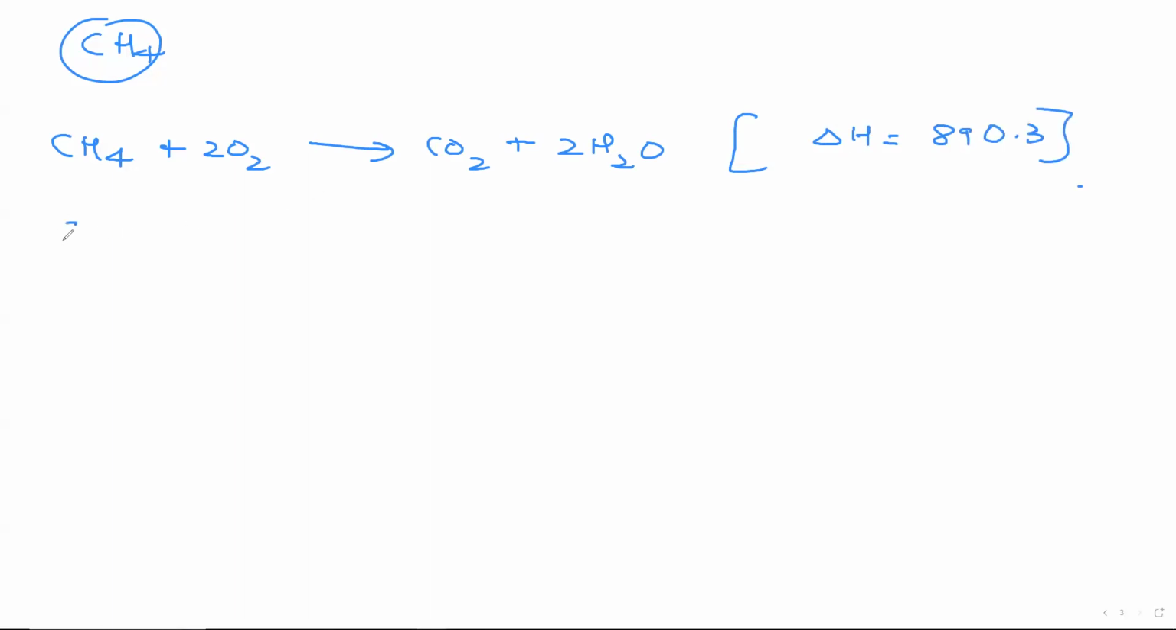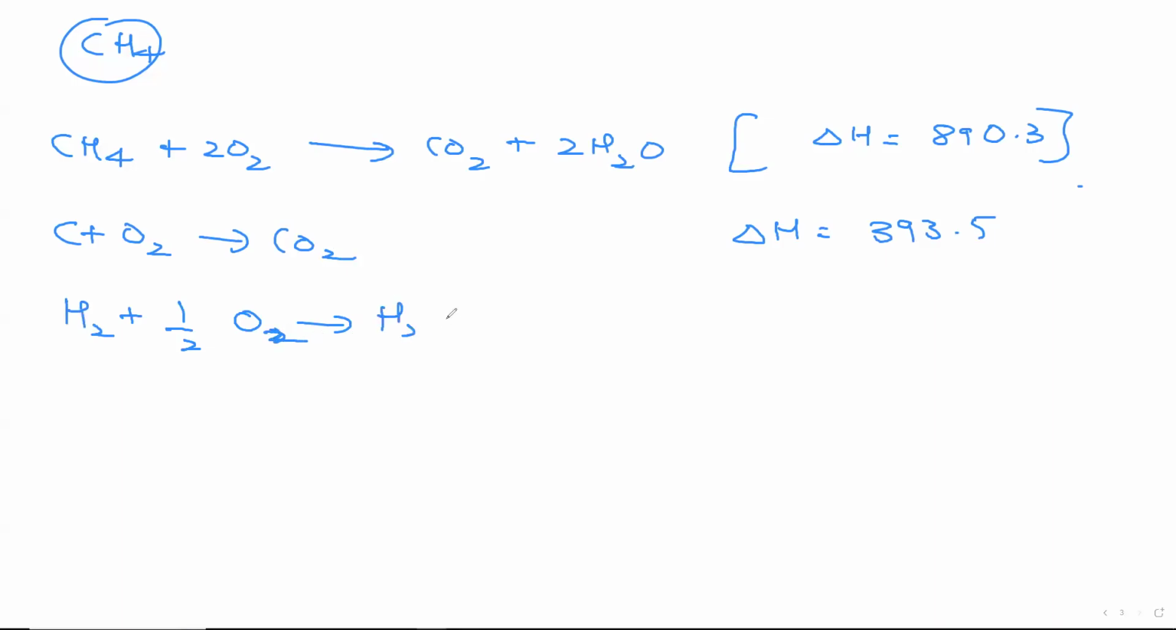Don't worry. C plus O2 gives us CO2, delta H is equal to 393.5. H2 plus half O2 gives you H2O, delta H is equal to 285.8. Simple. This is what I'm supposed to find. So what I'll do, required equation. Formation means on the right hand side, CH4. It has C as well as H. H is not stable, so H2 is stable. Balancing, 2H2. Done.